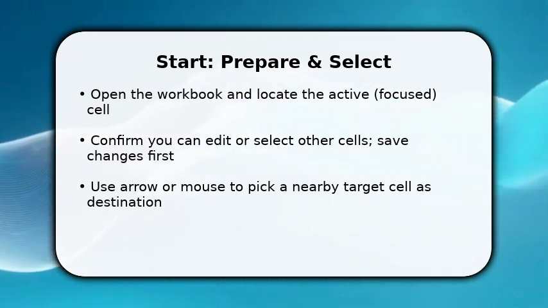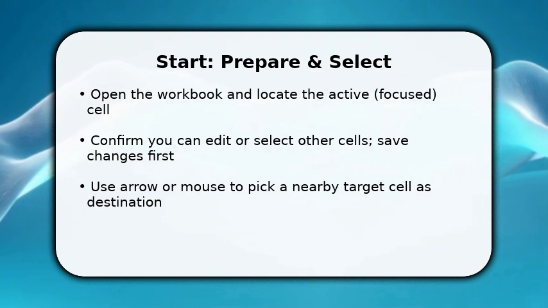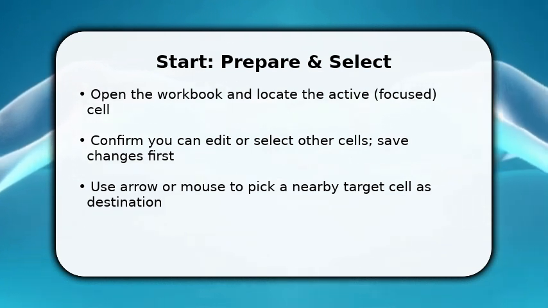Make sure to save before bulk actions so you can undo if needed. If you're using a laptop without a full keyboard, use the mouse to click a visible cell. This immediately transfers focus and clears the original cell's highlight.